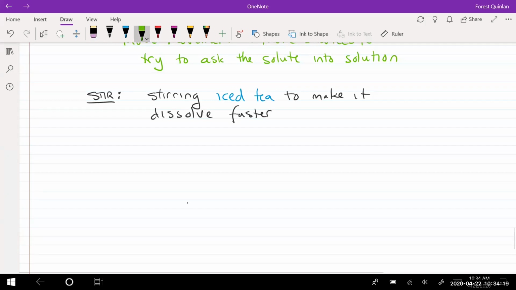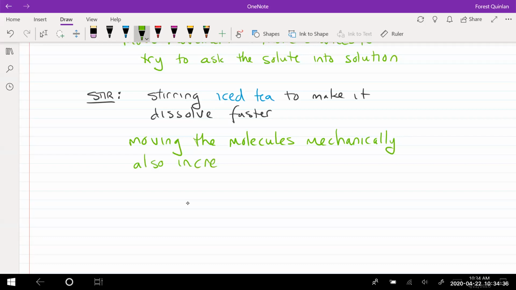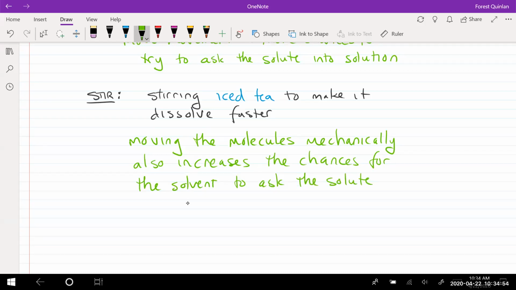And again, why? Moving the molecules mechanically also increases the chances for the solvent to ask the solute into solution.